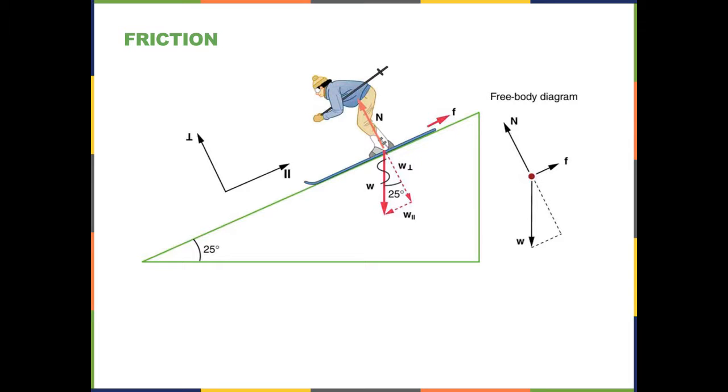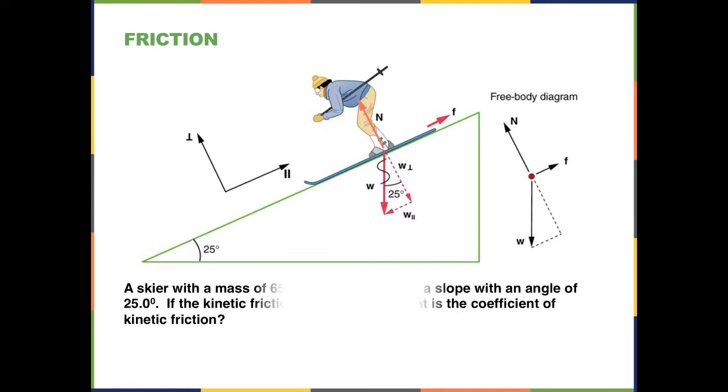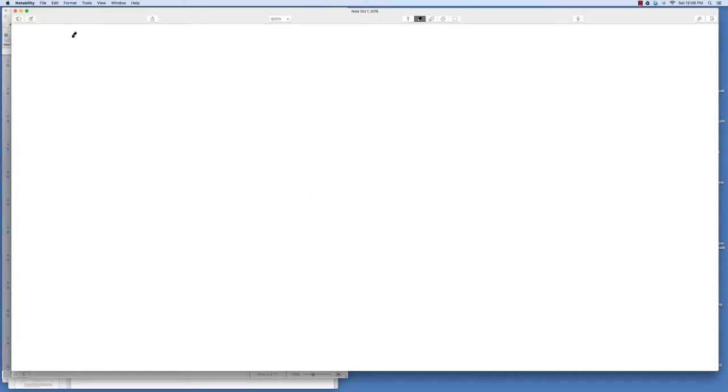Now here we have an example problem. Let me read the problem to you and then we'll do it. You have a skier, and we've seen this skier before. He has a mass of 65 kilos. He is sliding down a slope with an angle of 25 degrees. If the kinetic friction force is 45 newtons, what is the coefficient of kinetic friction?